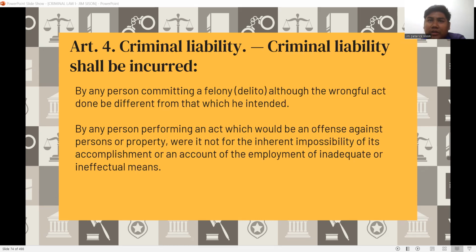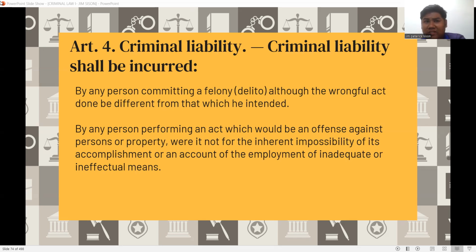So what's the difference between error in personae and aberratio ictus? In error in personae, the victim was mistakenly identified as the actual victim. In aberratio ictus or mistake in the blow, the intended victim is present and the actual victim is present. But due to poor aim, the actual victim was hit instead of the intended victim. So that's aberratio ictus or mistake in the blow. And then we have praeter intentionem, meaning the effect was greater than that intended.